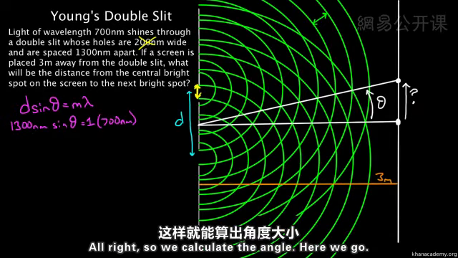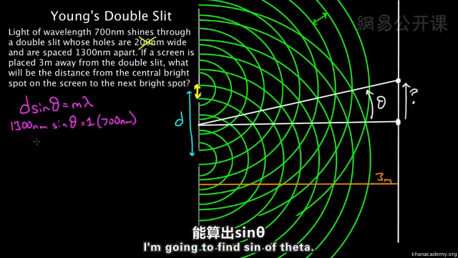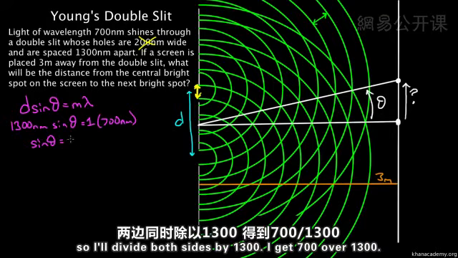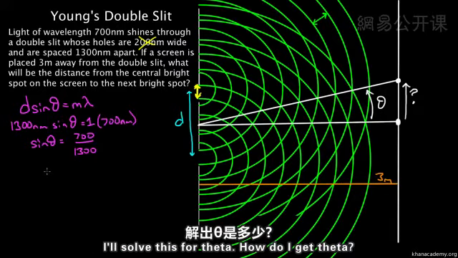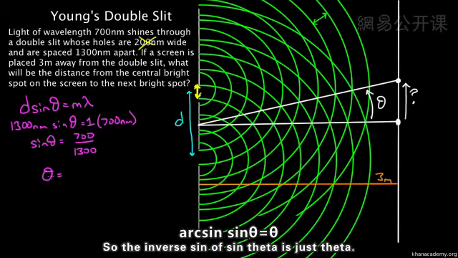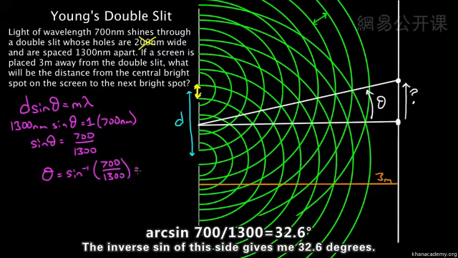Alright, so we calculate the angle. Here we go. So I'm going to find sine of theta, and I'll get that sine of theta equals, 1 is just 1, so I divide both sides by 1300. I get 700 over 1300. The nanometers cancels nanometers. As long as I'm in the same units, it doesn't matter. I'll solve this for theta. How do I get theta? I've got to use inverse sine of both sides. So the inverse sine of sine theta is just theta, and the inverse sine of this side gives me 32.6 degrees.